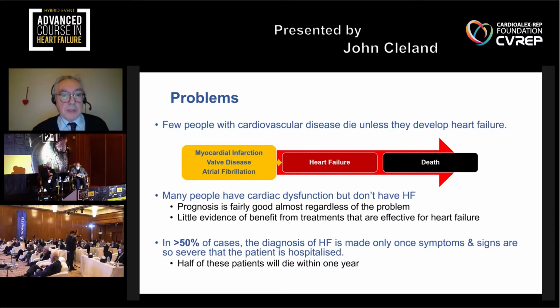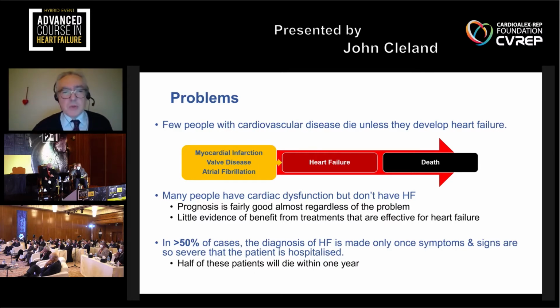Of course, many people do have cardiac dysfunction but don't have heart failure. And you can see even people with an ejection fraction of less than 35%, if they don't have congestion, they actually have quite a good prognosis. In fact, an excellent prognosis. They're unlikely to die of heart failure despite that very low ejection fraction. And likewise with valve disease, if you've got valve disease but you don't have evidence of congestion, it's unlikely that you're going to die from your valve disease. And we have little evidence of benefit from treatments that are effective for heart failure in these people who have cardiac dysfunction but not heart failure.